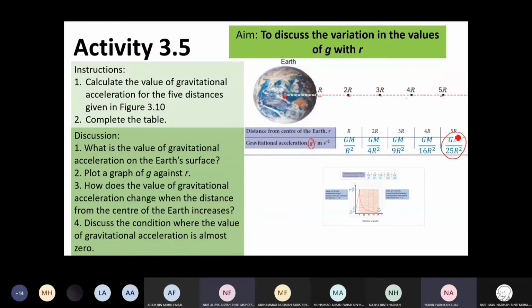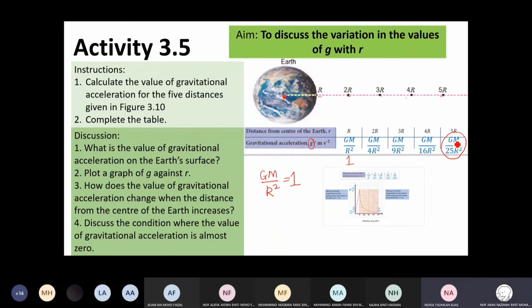I don't know. Decrease, right? Decrease greater or increases or decreases? Decrease. So let's say this one is 1. If GM, we say this mathematical GM over R squared, we say it is 1.